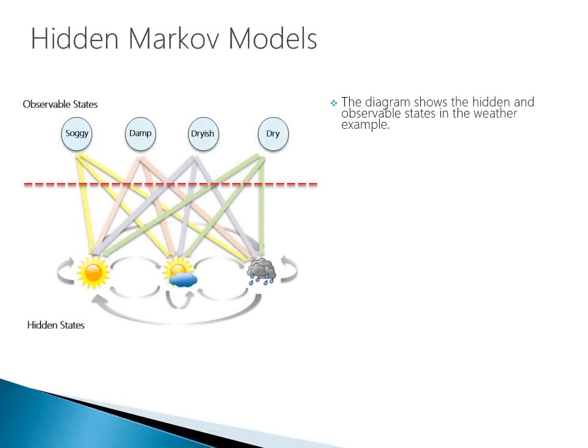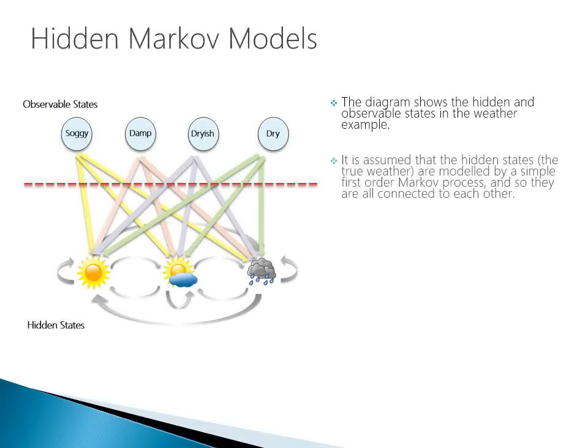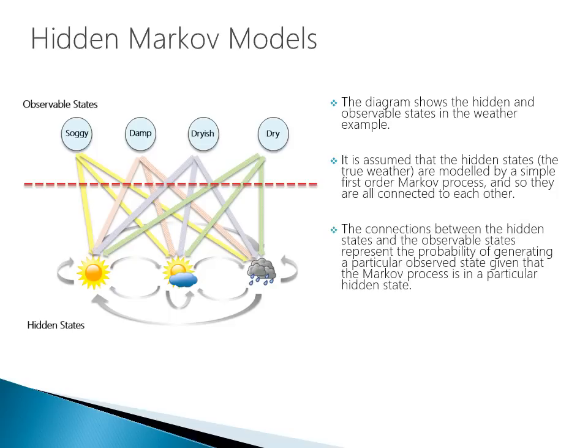The diagram shows the hidden and observable states in the weather example. It is assumed that the hidden states, the true weather, are modeled by a simple first-order Markov process. And so they are all connected to each other. And there are other types of Markov processes, but for simplicity's sake and for the purpose of this tutorial, everything that we're going to be looking at is going to be a first-order Markov process. The connections between the hidden states and the observable states represent the probability of generating a particular observed state, given that the Markov process is in a particular hidden state.